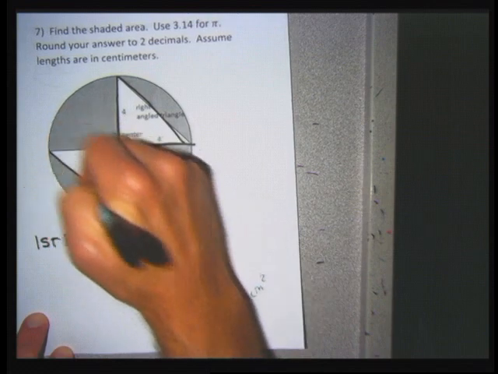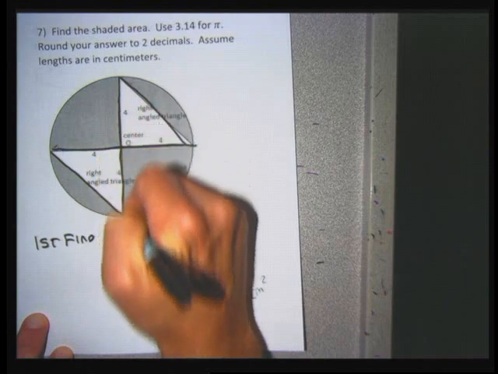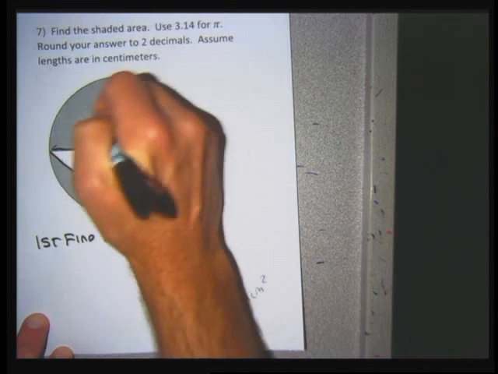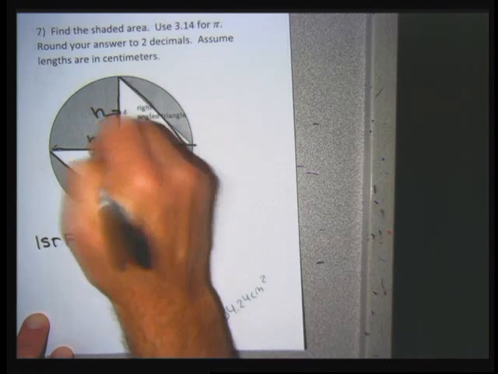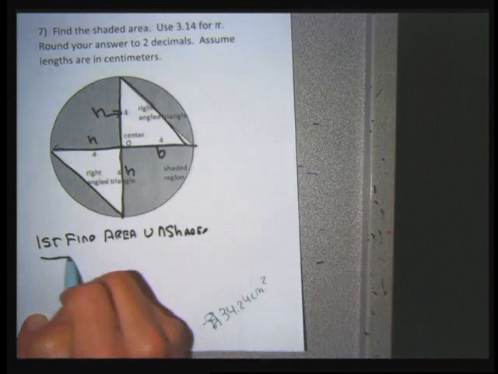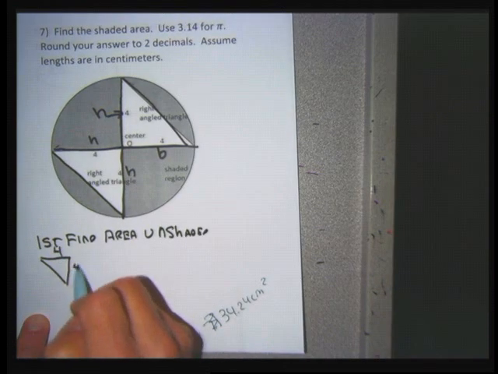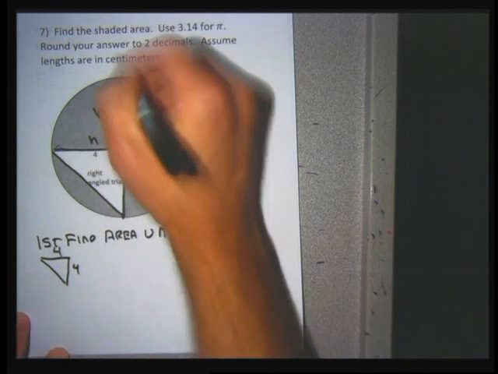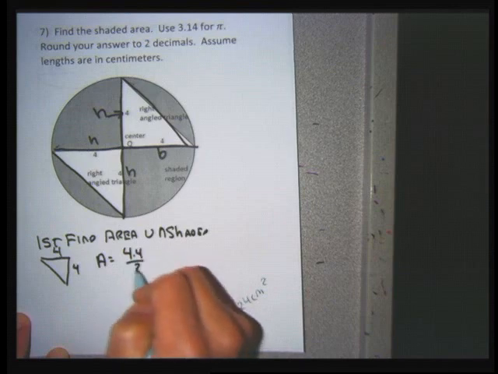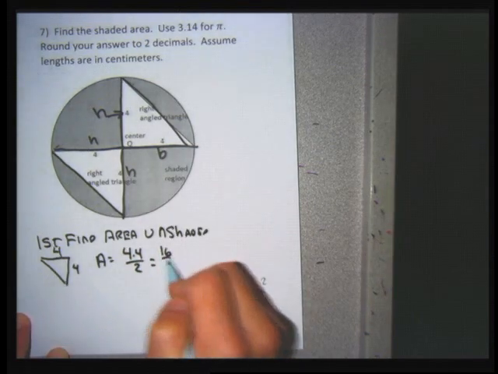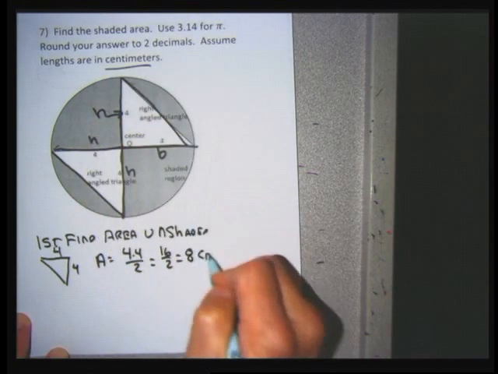And I'll find each of the areas and add them together. So each of the triangles has a height and base of 4. So I have 2 triangles. The triangle that looks kind of upside down has a height of 4 and a base of 4. So the area of that is the base times the height over 2, which is 16 over 2, which is 8. Units are centimeters, so it's 8 centimeters squared.